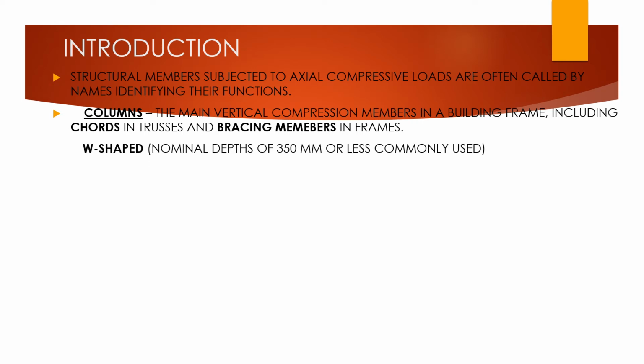W shapes having nominal depths of 350 mm or less are commonly used. These sections, being rather square in shape, are more efficient than others for carrying compressive loads. Deeper sections are more efficient as beams. Built-up sections are needed in large structures for very heavy loads that cannot be supported by individual rolled shapes. So this is an example of a column.